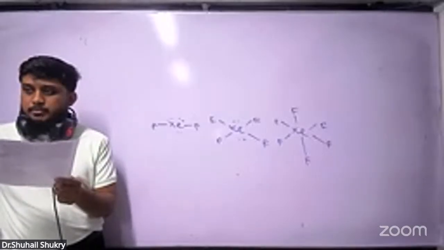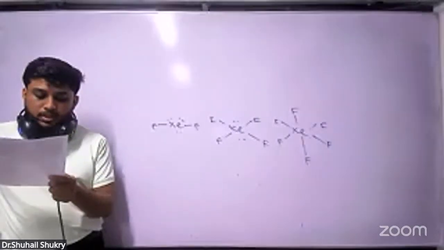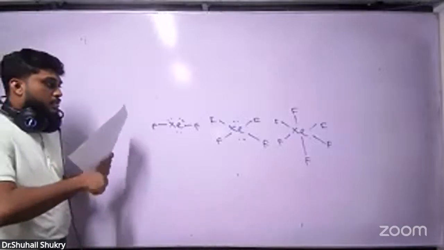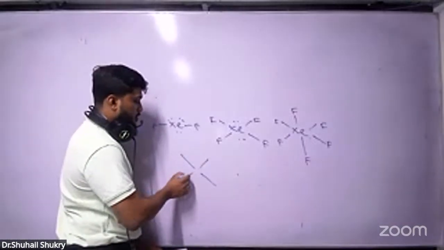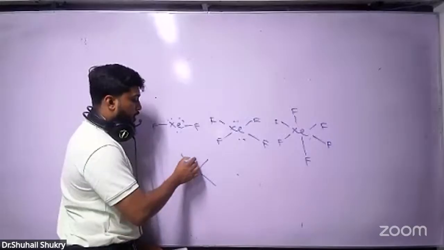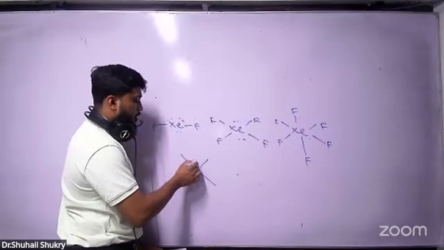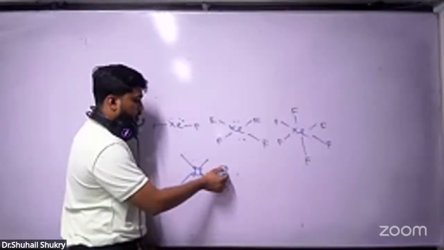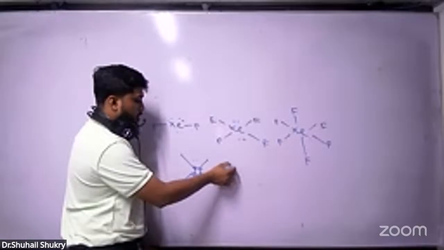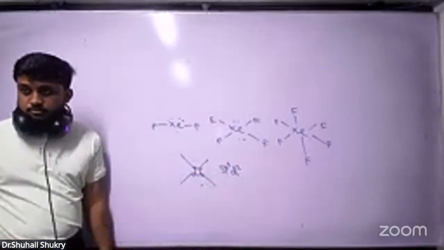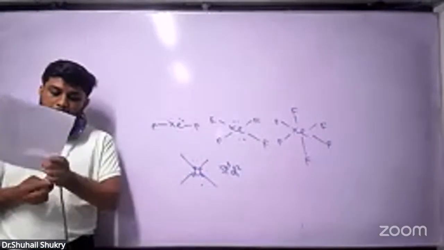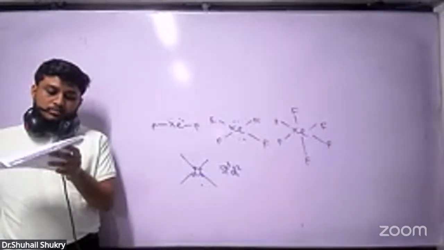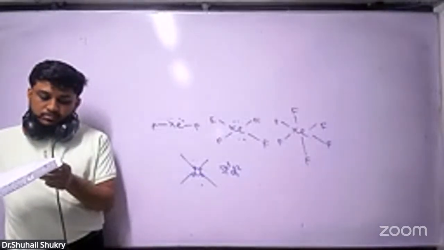A square planar complex is formed by hybridization of which of the following atomic orbitals? Square planar should form like this. There should be two unpaired electrons. So what should be the hybridization? Square planar shape is sp3d2. So one is 3p's and 2d's. So what are the answers?